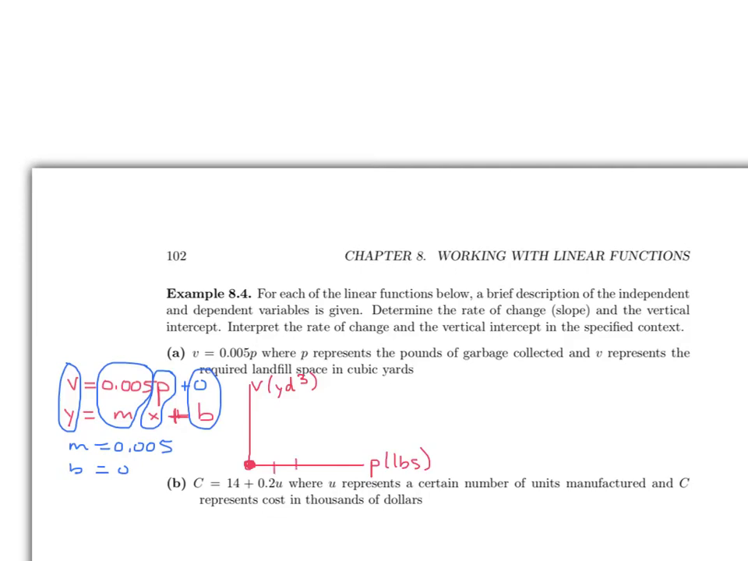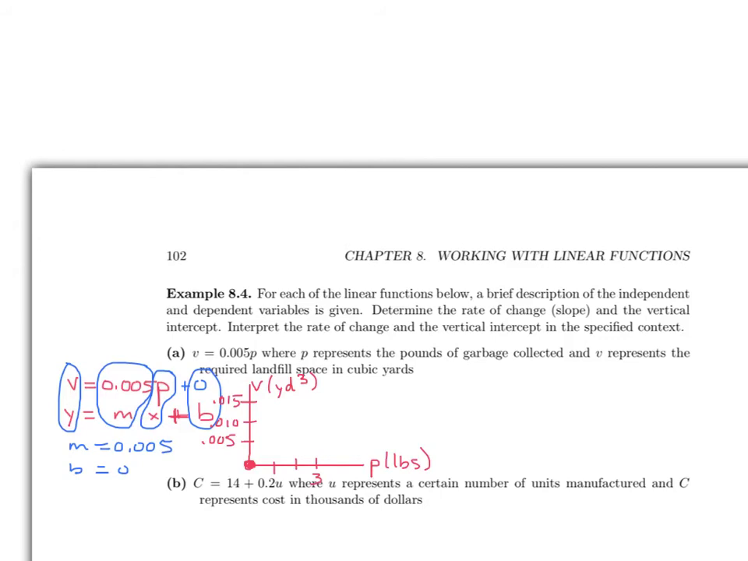I'm going to mark off 1 pound, 2 pounds, 3 pounds. And on the vertical axis, I'm going to go up in steps of 0.005. So this is 0.005, this will be 0.010, and this will be 0.015 right there. So I'm going up in steps of 0.005.